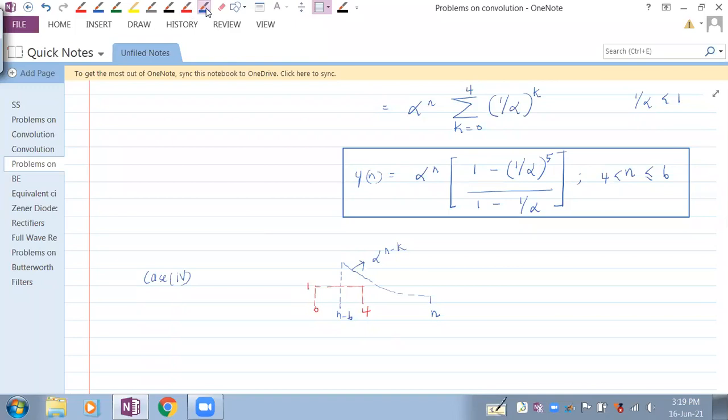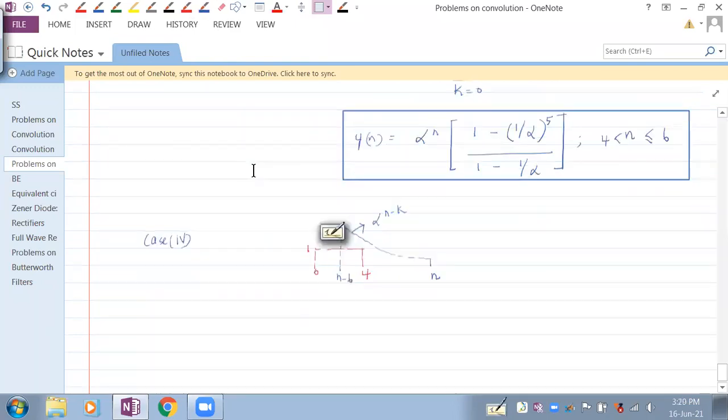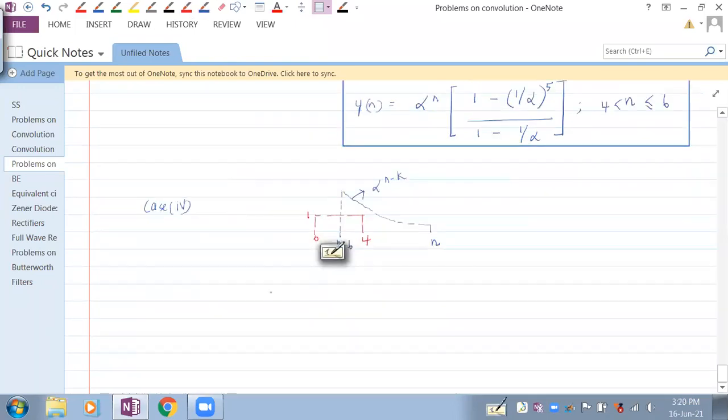Now in this case number 4, what is the case? This is for n minus 6 less than or equal to 4. See here, n minus 6 less than or equal to 4. Fine.